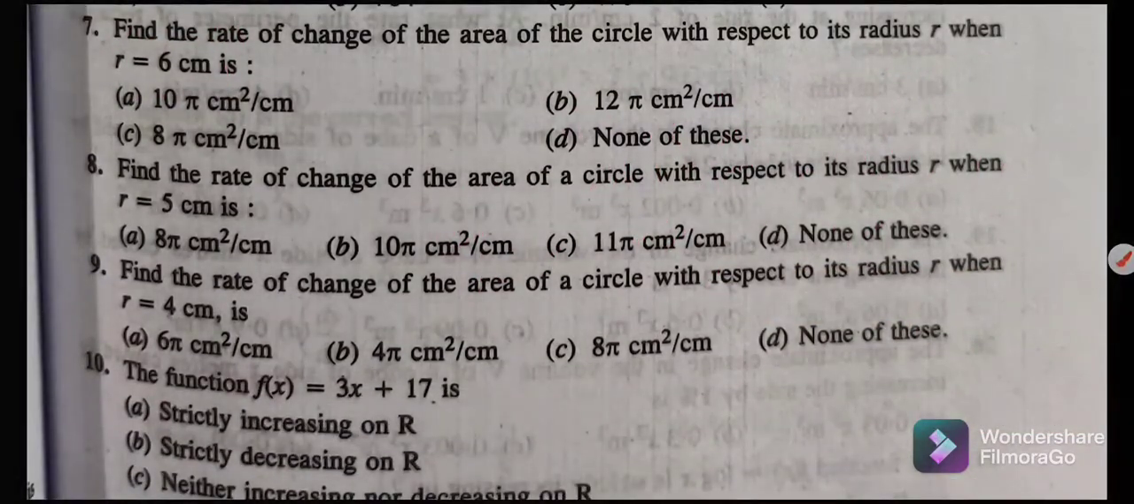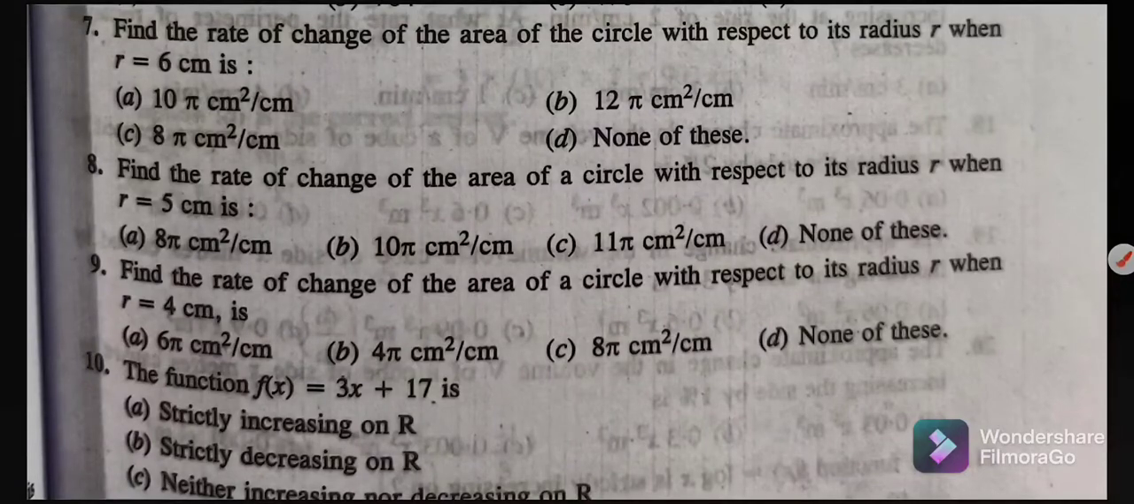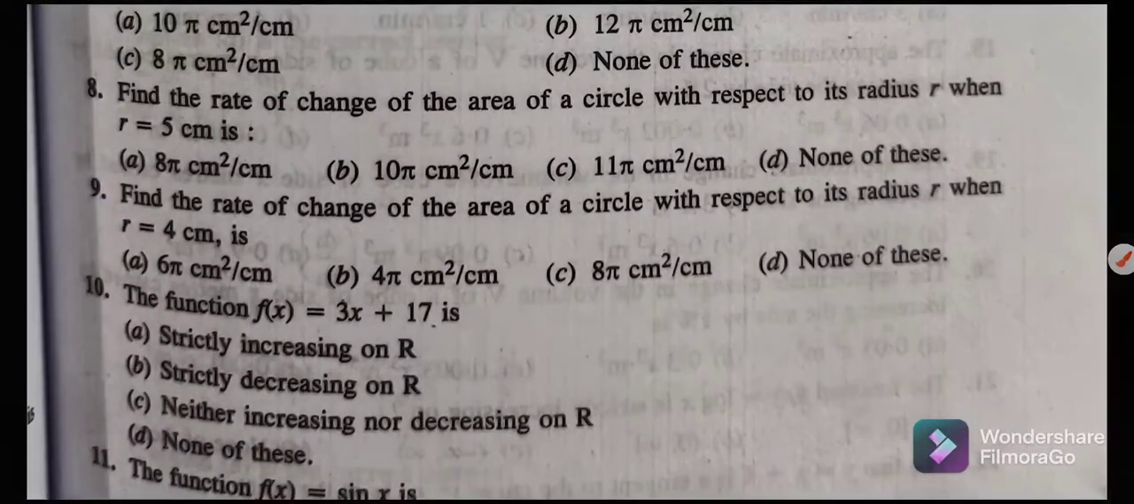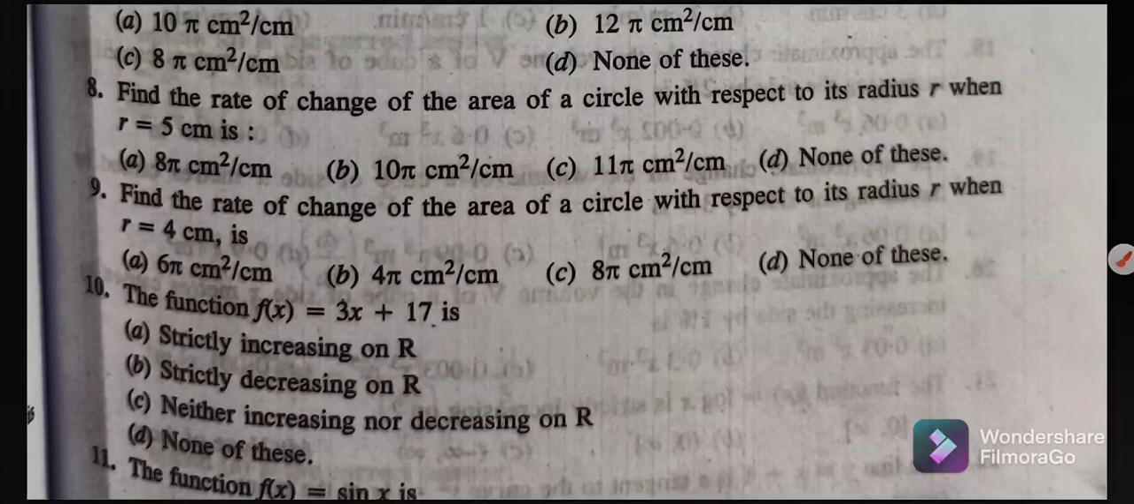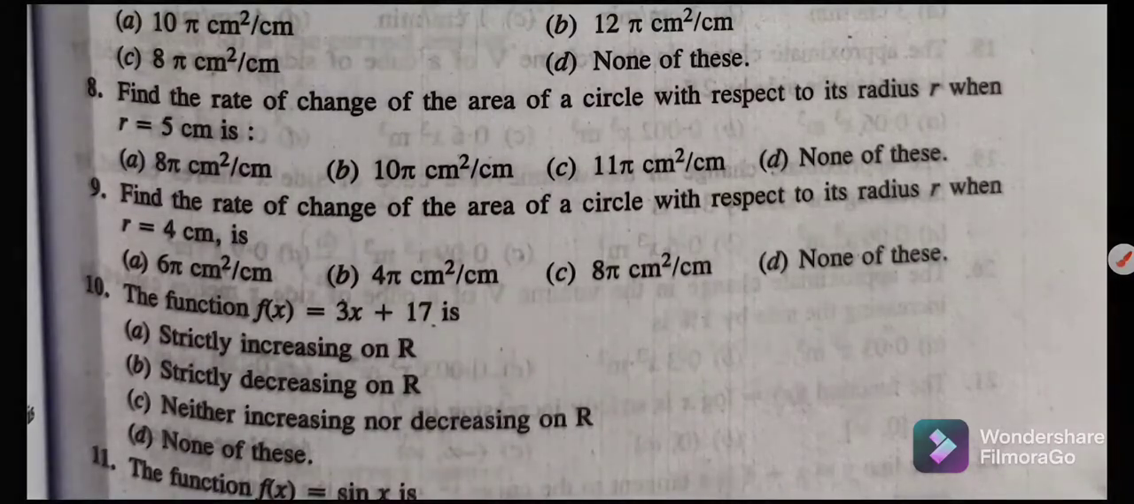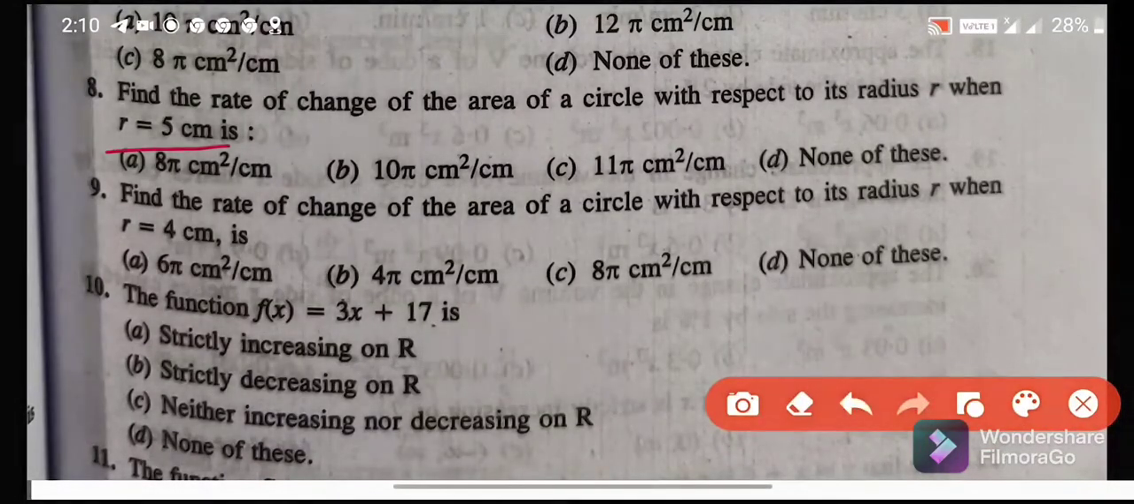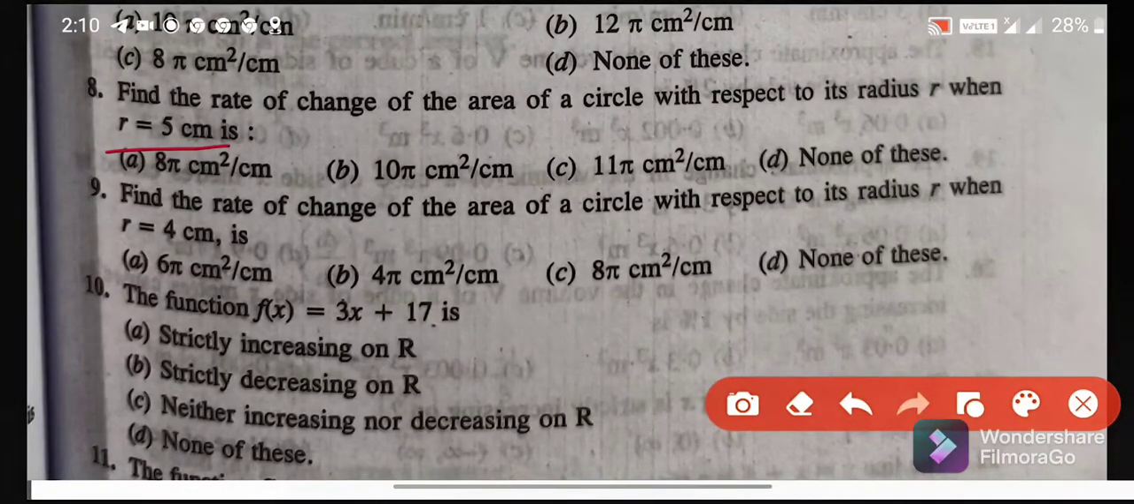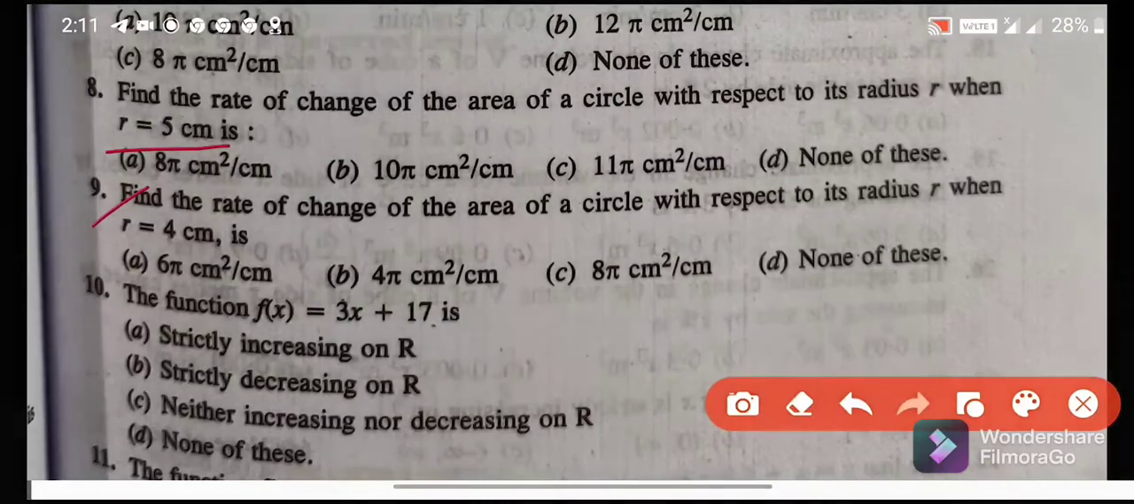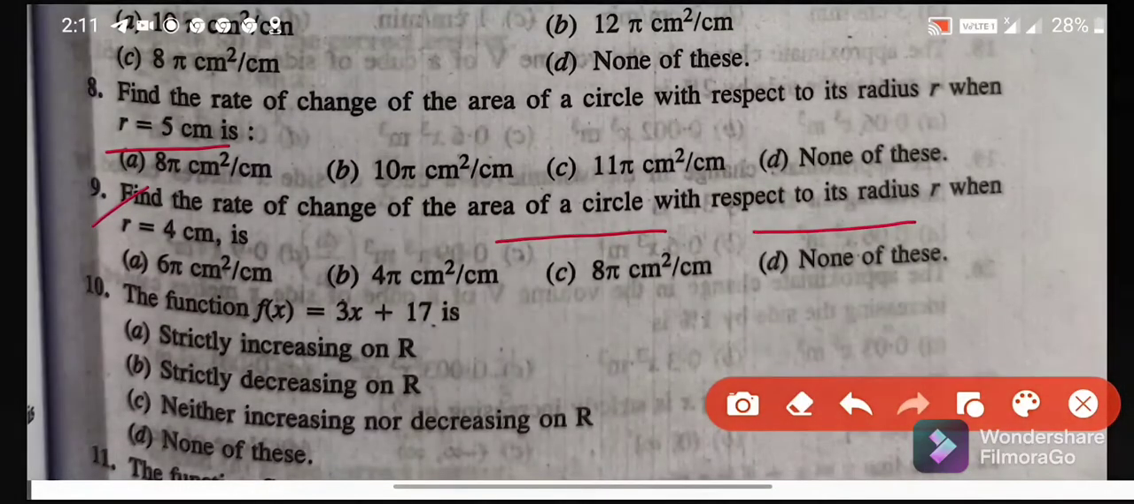Next question number 8. Find the rate of change of area of circle with respect to its radius when radius is 5 cm. This question is also same as the previous question. Just put r is equal to 5 centimeter instead of 6 centimeter. So you try this question by yourself. Next question, rate of change of area of circle with respect to its radius when radius is equal to 4 centimeter. This question is also same.